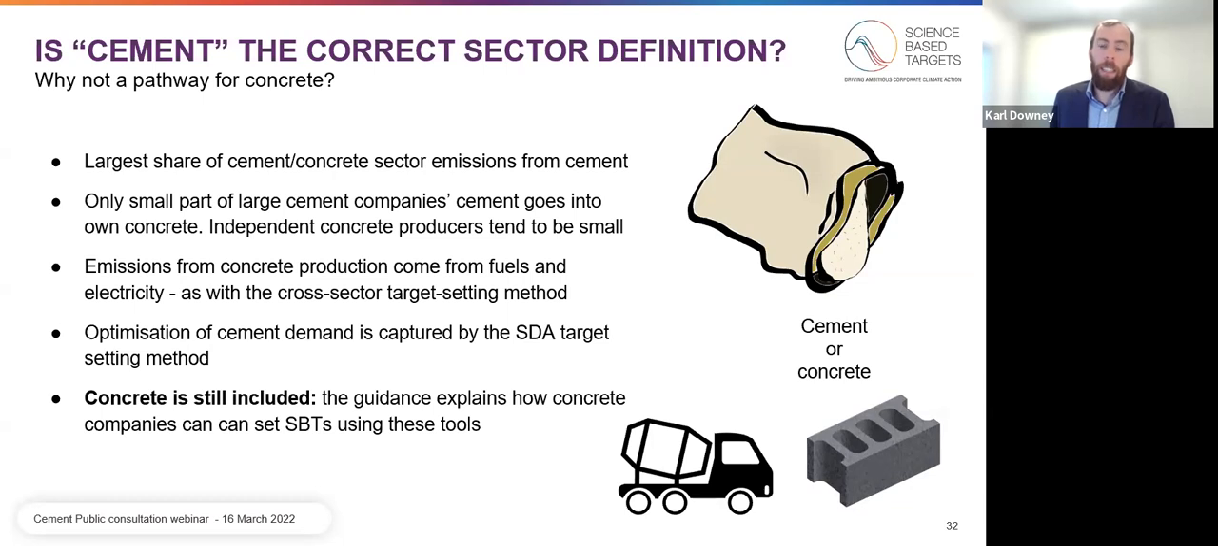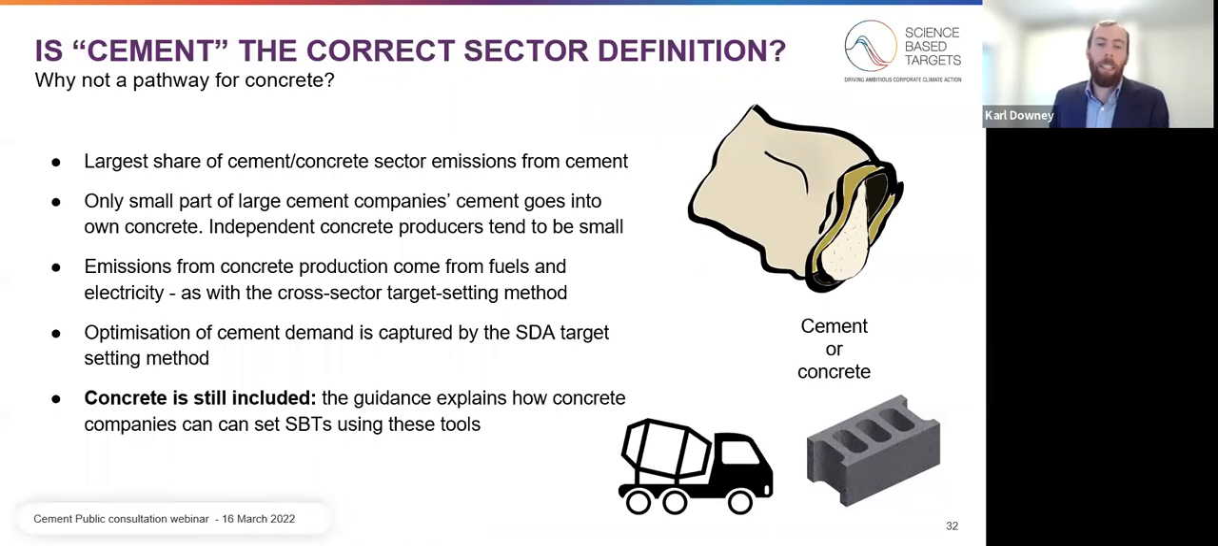The next reason is that if we're just talking about concrete production after the cement has already been made, the emissions come from fuels and electricity, which is similar to any other sector and therefore could fit well with our cross-sectoral target setting method. We don't need a specific target setting method for that part of the production process, unlike for clinker production.